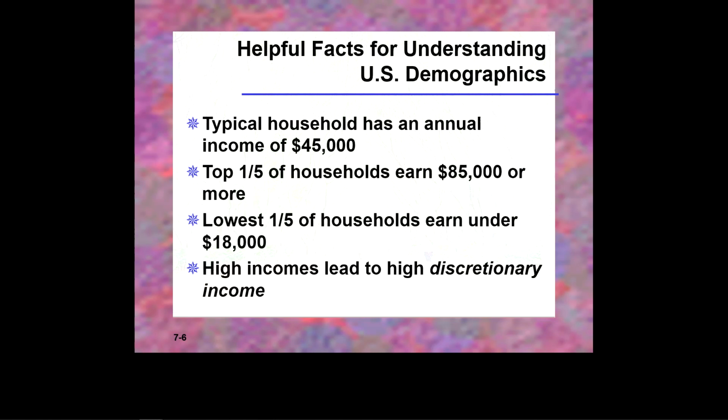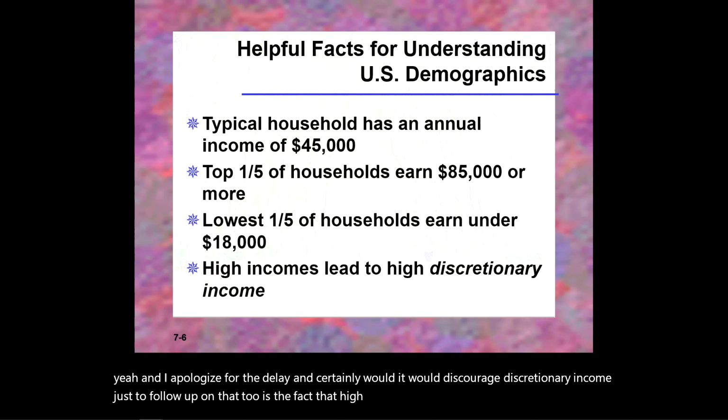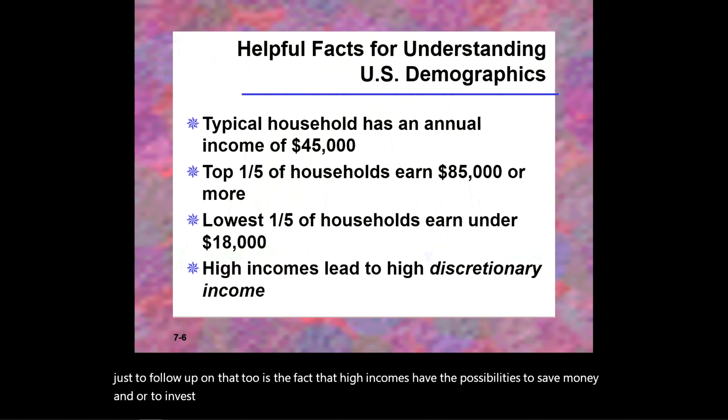Yeah, and I apologize for the delay. And certainly with discretionary income, just to follow up on that too, is the fact that high incomes have the possibilities to save money or to invest money or to spend it. So they do have extra money to do as they will.